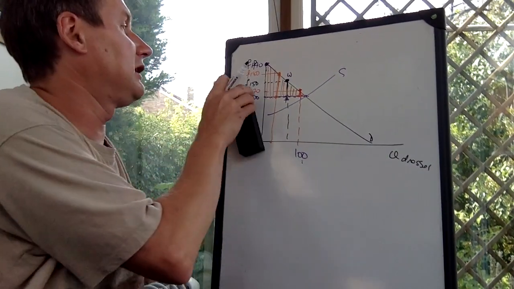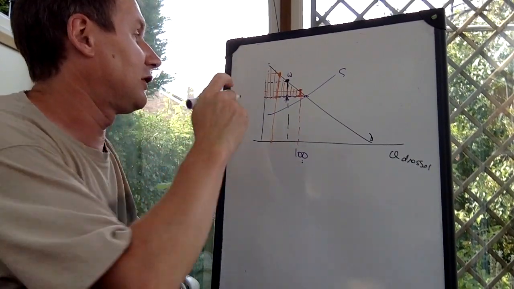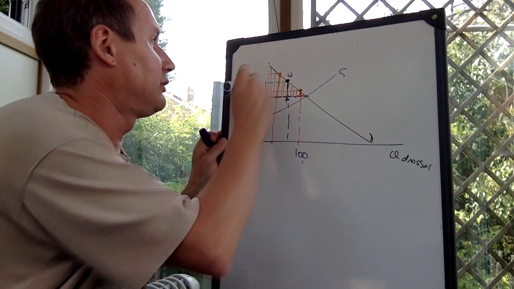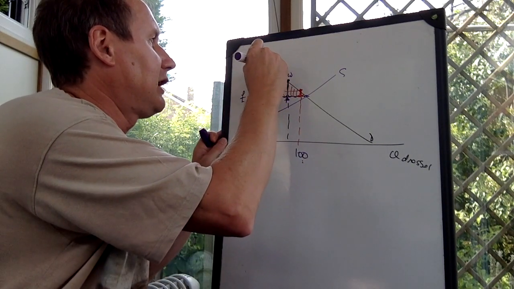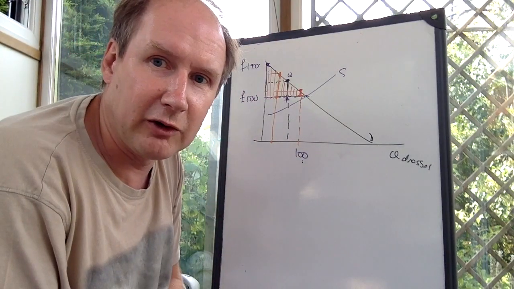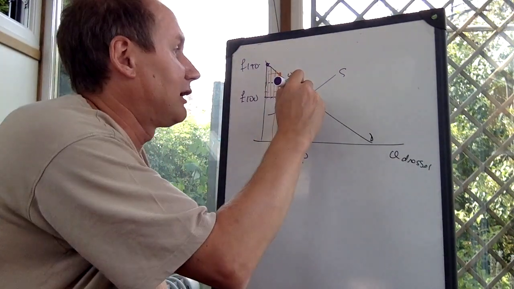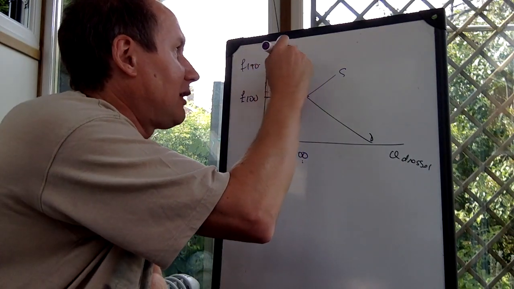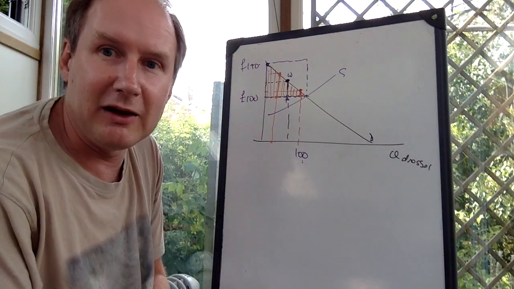So what we've got is, I'll just remove those for now. The equilibrium price is £100. The highest price that anyone would pay would be £190. So what's the area of that triangle? Well, the way you work out the area of a triangle is very simple. You work out the area of the rectangle and then divide by 2.